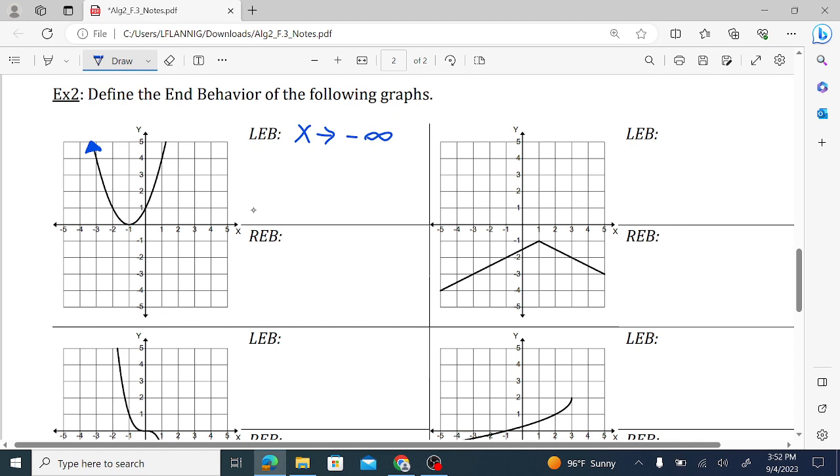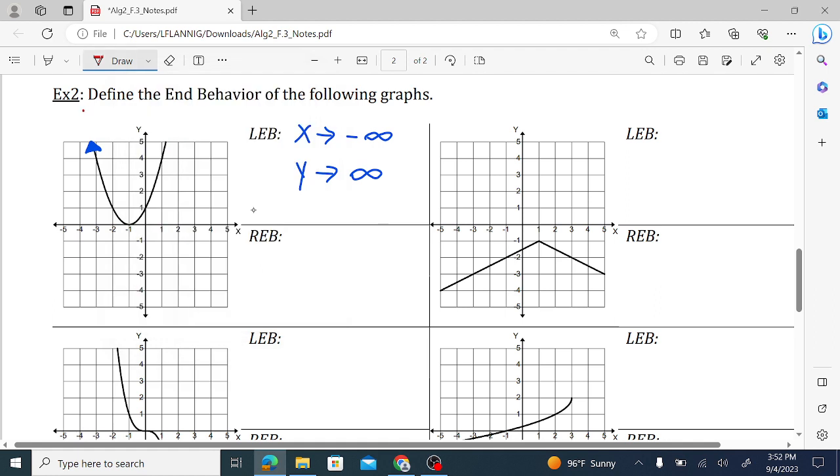Because you go all the way to the left, which is negative infinity. Then we have to think about it a little bit, because as we're going to the left, are we going up or are we going down? If up, then positive infinity. If down, negative infinity. So as y approaches to the left, we're going up, so that is a positive infinity.